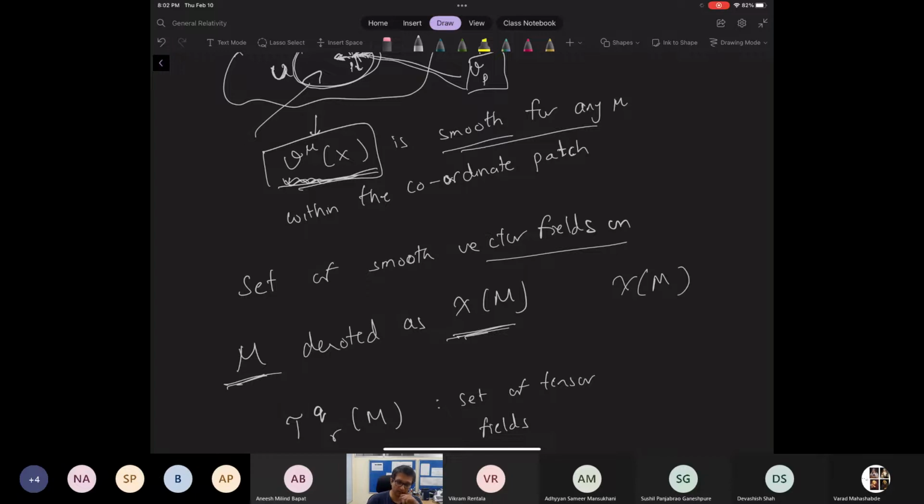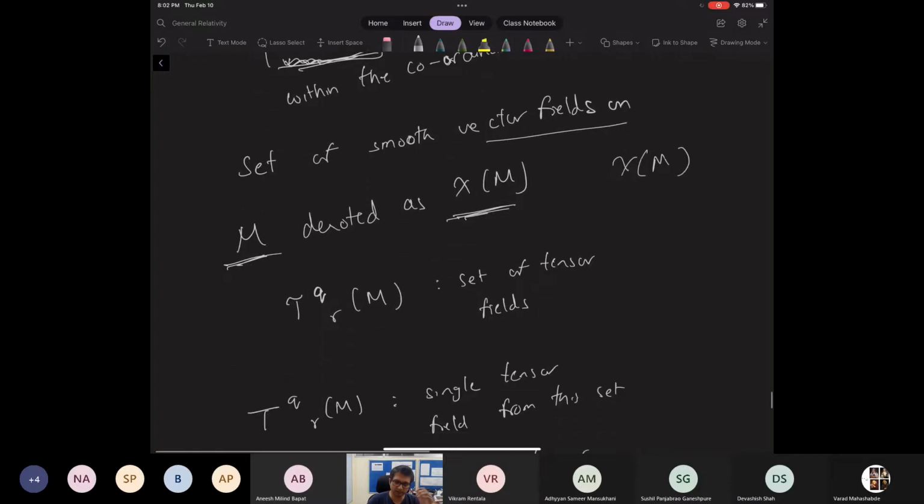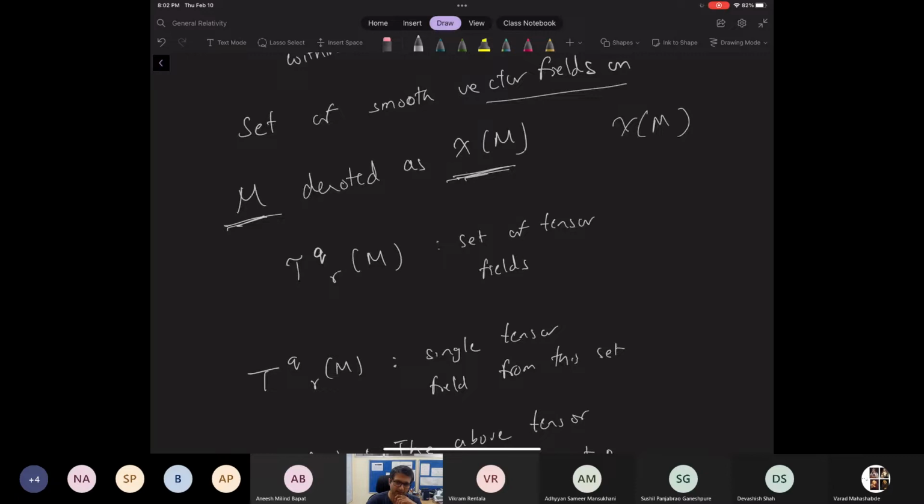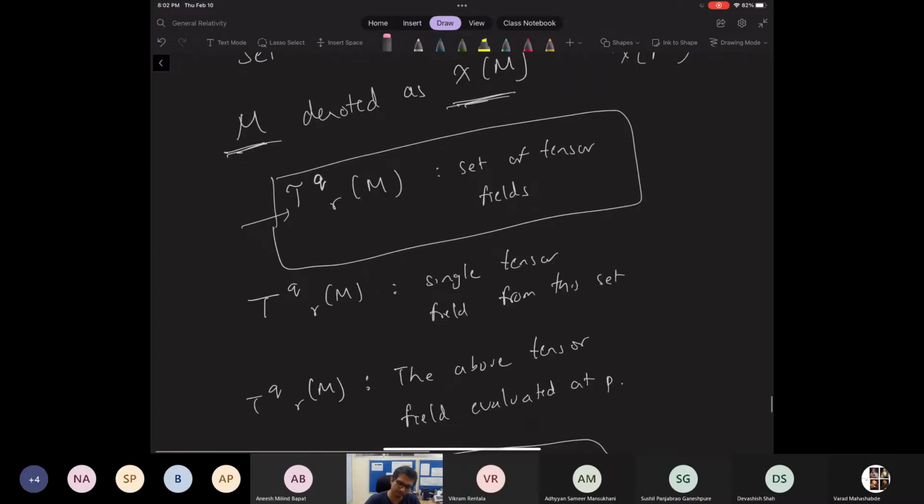Similarly to the notion of a smooth vector field, you can define the notion of smooth tensor fields. The space of tensor fields on the manifold is denoted as T^q_r(M). Rather than being associated with a single point p, these are now associated with the entire manifold. So there's a tensor space at every point on the manifold.